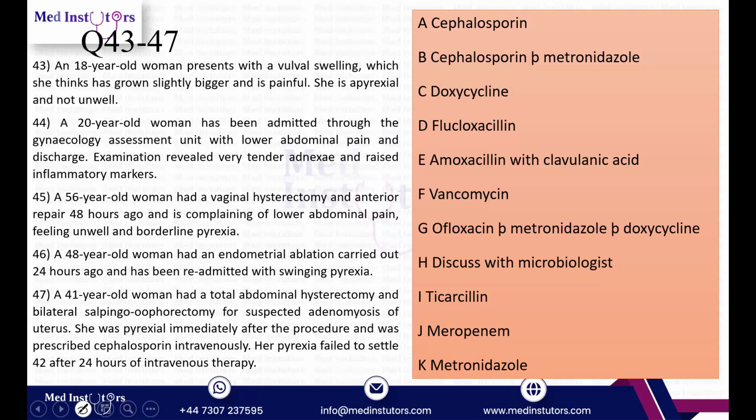An 18-year-old woman presents with vulval swelling, which she thinks has grown slightly bigger and is painful. She's apyrexial and not unwell. This vulval swelling is at the junction of the labia minora and majora, likely to be a Bartholin's.